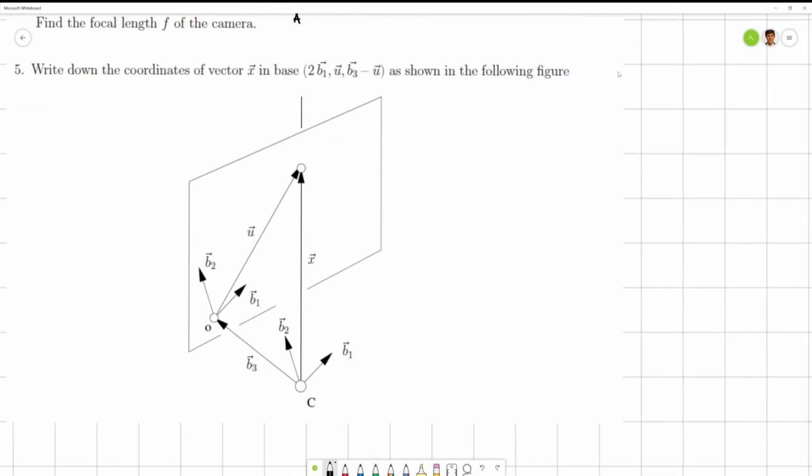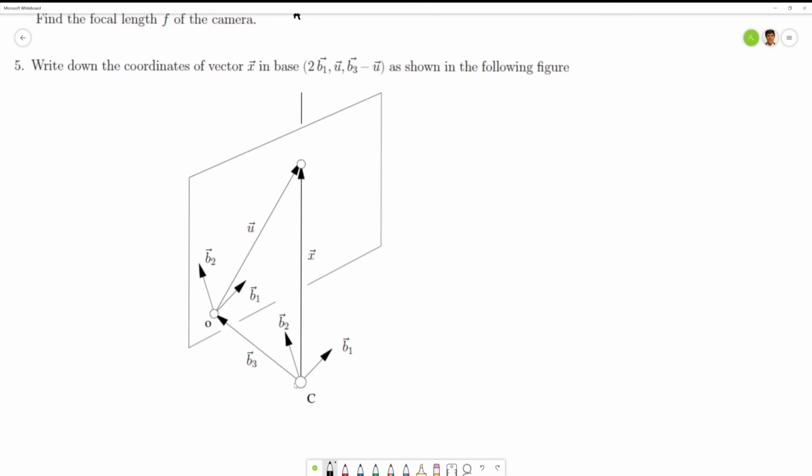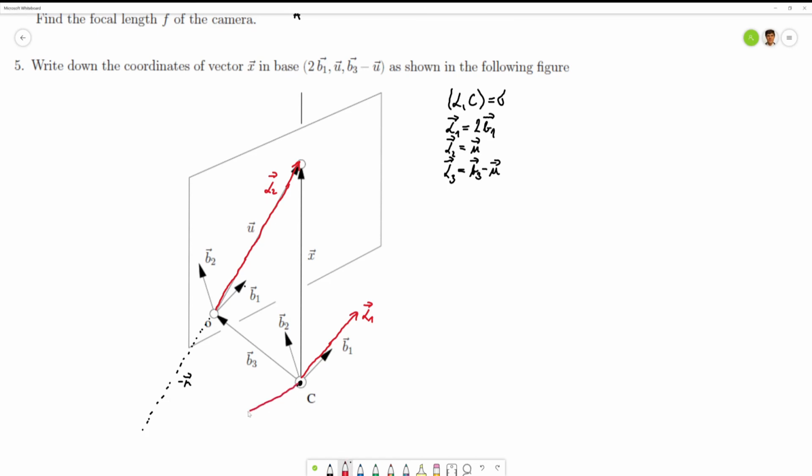In the last, fifth task, we have some bases. Let's call it alpha and center C as a sigma coordinate system. So alpha 1 is 2 times beta 1, alpha 2 is u, and alpha 3 is b3 minus u. We are looking for the coordinates of vector x in our alpha coordinate system. We see that x is from C, therefore we define C as the origin for this coordinate system. If we look at the figure, we can see that 1 times alpha 3 plus 2 times alpha 2 gives us the vector x in our alpha coordinate system.